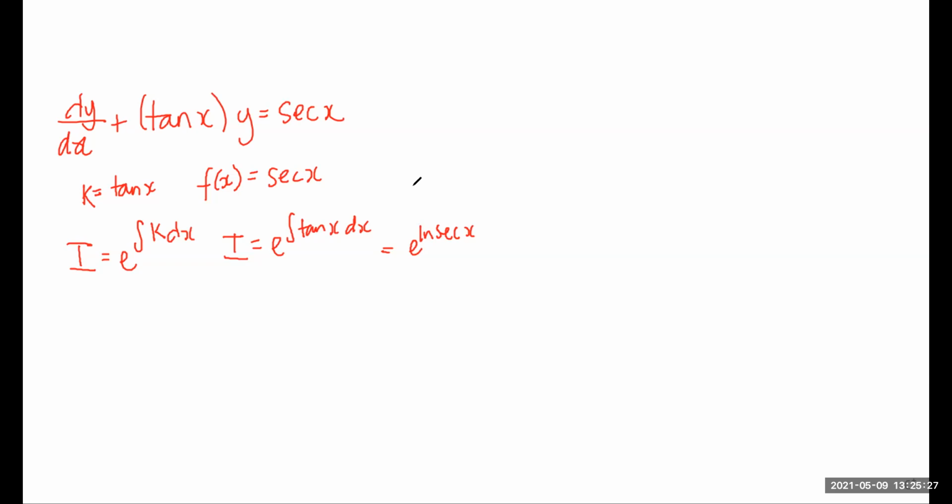You don't know? All right, let me just show you. Would it become what you put it to? Yes. So it would be sec x? Sec x, very good. E to the ln sec x is just sec x, because e and ln are inverses of each other. That becomes sec x, good. So that's step 2 out of the way, I get I. What's step 3 now?